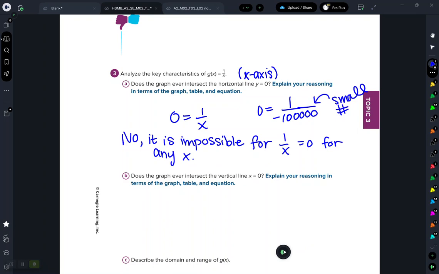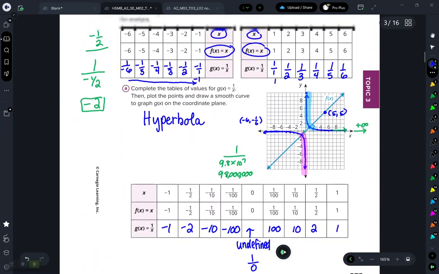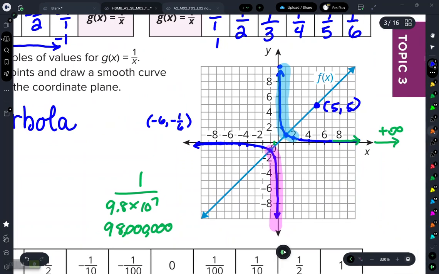Okay, does the graph intersect the vertical line x equals 0? In other words, can I plug in 0? No. 1 over 0 is undefined. And what that's giving us is this unique shape where y equals 0 is this orange dotted line that I'm drawing. It does not touch that. And x equals 0, which is also known as the y-axis, is this dotted line right here. The graph does not touch that.